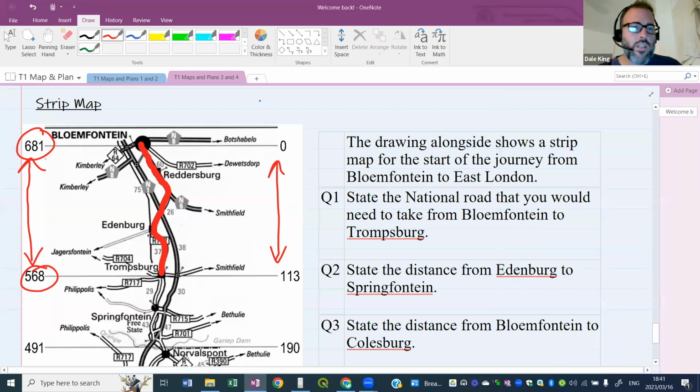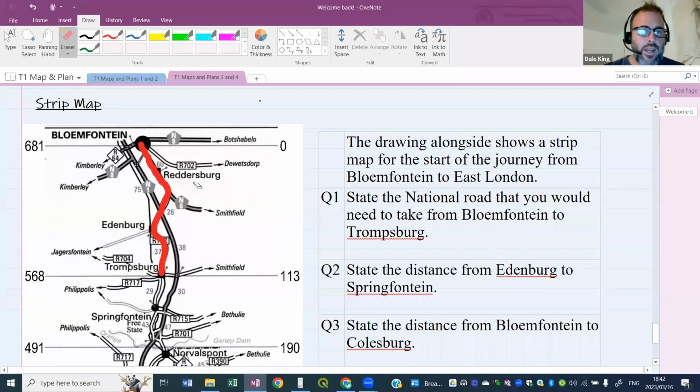All right, so this last section of the route, if you're going in the other direction from East London to Bloemfontein, this last section is 113 kilometers. And when you get to Bloemfontein, you've traveled a total of 681 kilometers. So this is what a strip map does. It not only shows you the route, but it gives you markers for how far you're traveling between the major towns. All right, now I don't know if you can see also on this map.